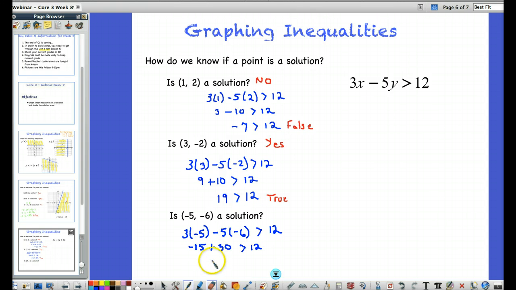Negative 15 plus 30. So see here, Donnell, this is where you have the negative and a positive, so you got to actually subtract. Is 15 greater than 12? Yes. So this is true. And if it's true, is it a solution? Yes. Yay, it's true. Very nice, you guys.